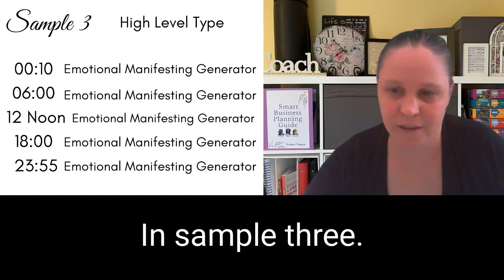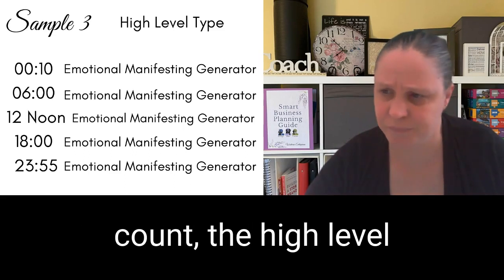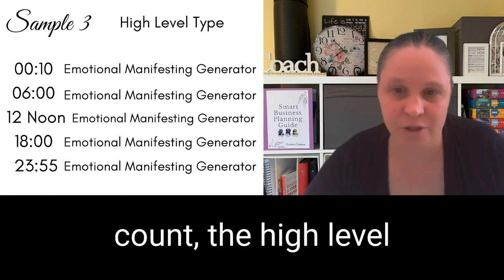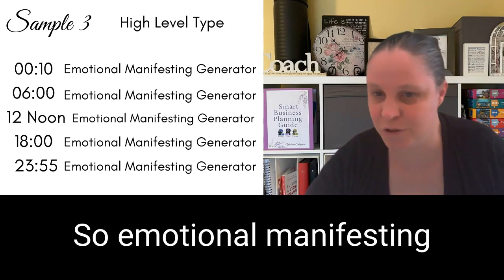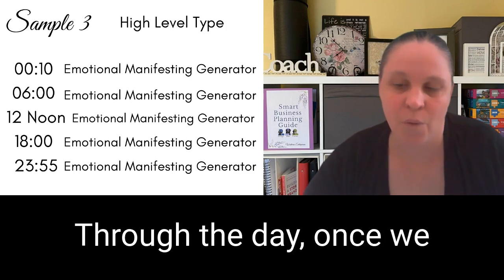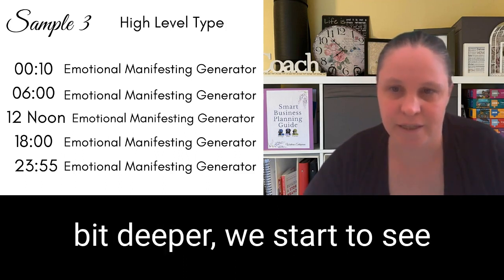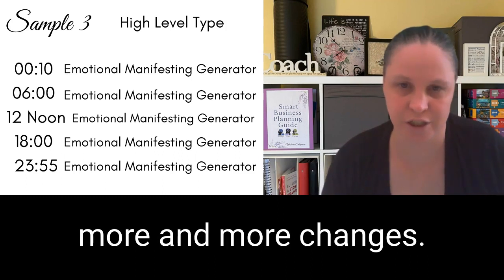In sample 3, and yes, I skipped sample 2, we've worked out I can't count, the high level type doesn't change at all throughout the day. So emotional manifesting generator, and so on through the day. Once we start diving down a little bit deeper, we start to see more and more changes.